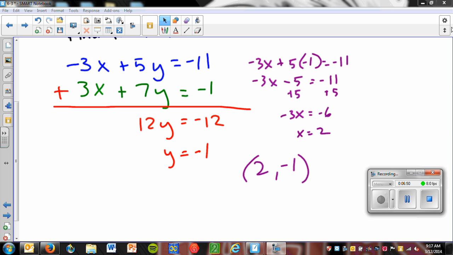Now I plugged it back into the top equation for this y right here. Negative 3x plus 5 times negative 1 equals negative 11. Just worked that one out. Ended up getting x equals 2. I found y, and then I found x, but it still needs to be in alphabetical order. X, y: 2, comma, negative 1. Okay?